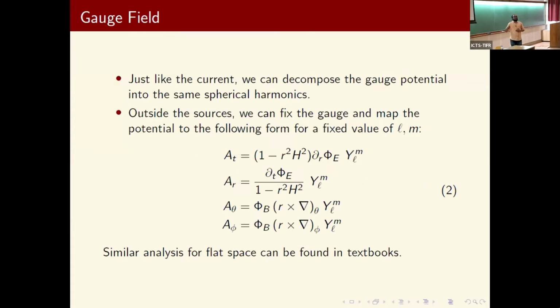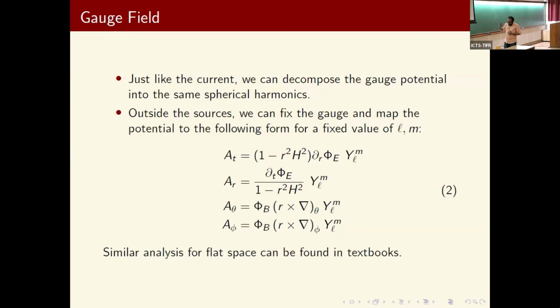You can do a similar thing for the gauge field. In the gauge field again you can decompose the T component and the R components in terms of YLMs, and what we do is we choose a gauge in which the theta and phi components only have the R cross grad spherical harmonic. Once you do this, you are basically left with two scalars: one that goes along with this R cross grad theta of YLM, and the other one which comes in the T and the R component.